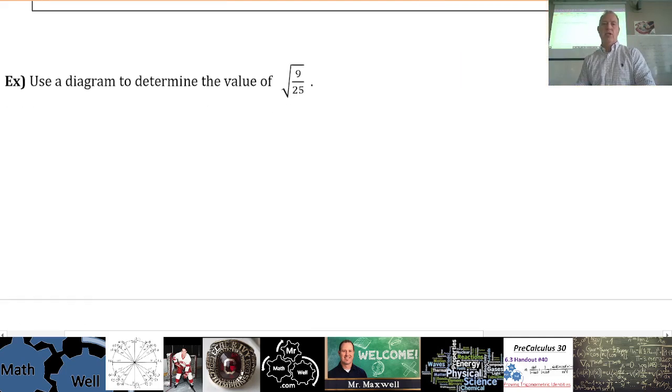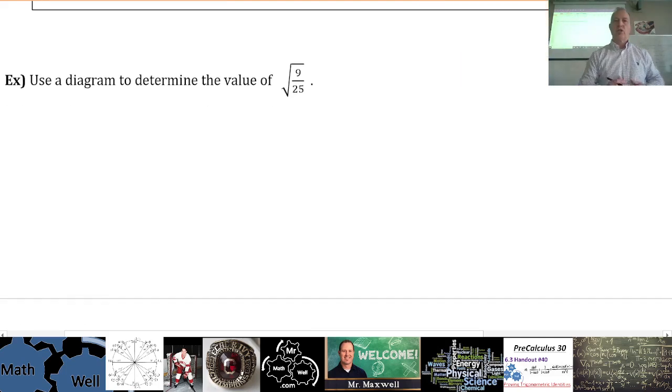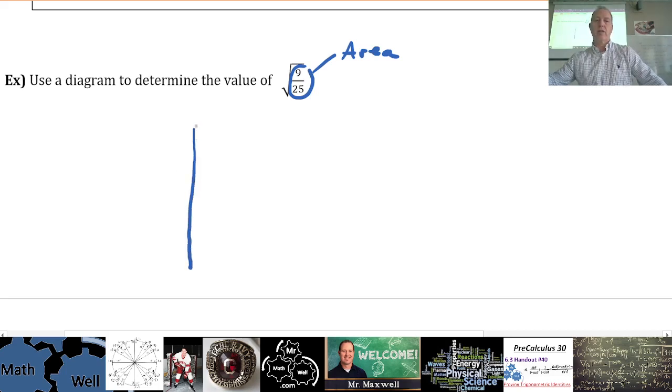Okay. Use a diagram. So this next question: use a diagram to determine the value of the square root of 9 over 25. The square root of 9 over 25. There's 9 25ths, and that's going to be the area. Underneath the root sign, this is going to be the area of some square. First of all, we're dealing with 25ths. So here's how you would do this.